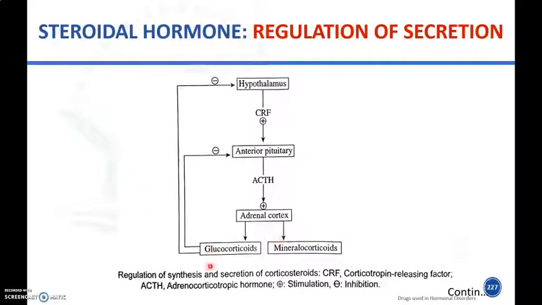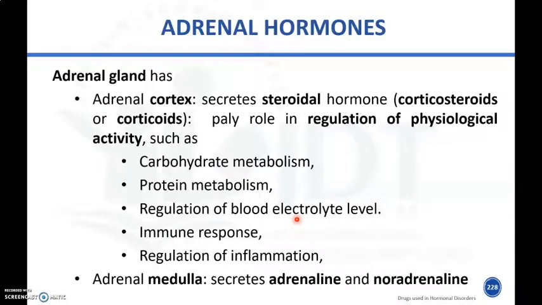If there is an increase of glucocorticoids or mineralocorticoids in the body, it will negatively inhibit the hypothalamus as well as the anterior pituitary, thereby decreasing the production of CRF as well as ACTH, and stopping the release of adrenal hormones. So that is the regulation of secretion of adrenal hormones.